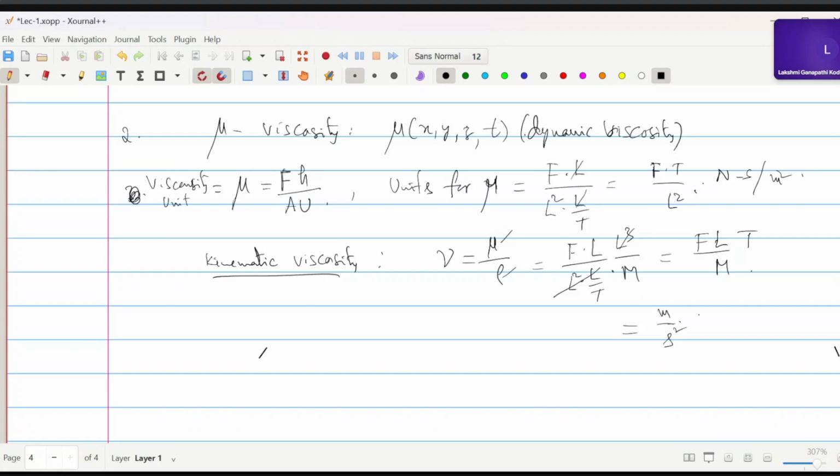So this is L meter per second square. L is meter, one more meter, and T is second. So one second cancels, and finally you're getting meter square per second. So this is your unit for kinematic viscosity: meter square per second, or Newton second per meter square for dynamic viscosity, and meter square per second for kinematic viscosity.